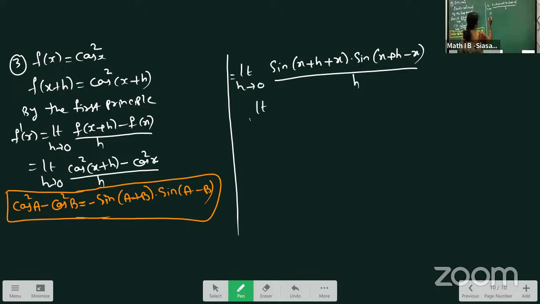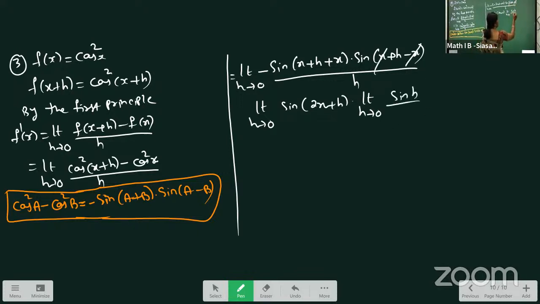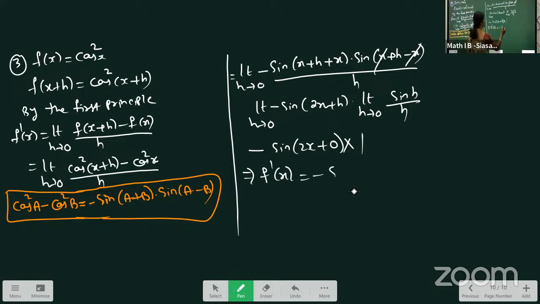So limit h tends to 0, sin x plus x is 2x plus h. Limit separate, h tends to 0, x minus x getting cancelled, sin h, write denominator h to it. So this minus as it is, write minus outside. Substitute the limit, wherever h is there, put 0, into limit h tends to 0, sin h by h is 1. Therefore, f dash x is equals to minus sin 2x.